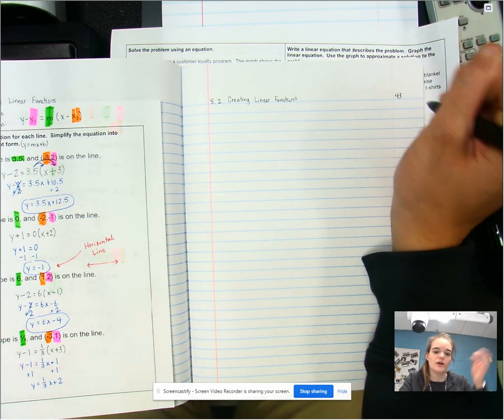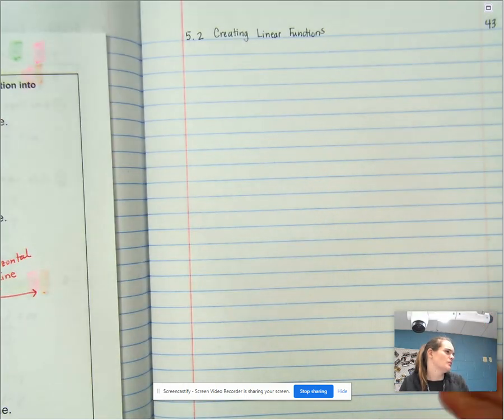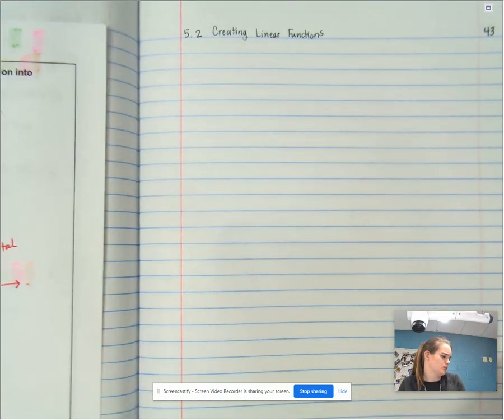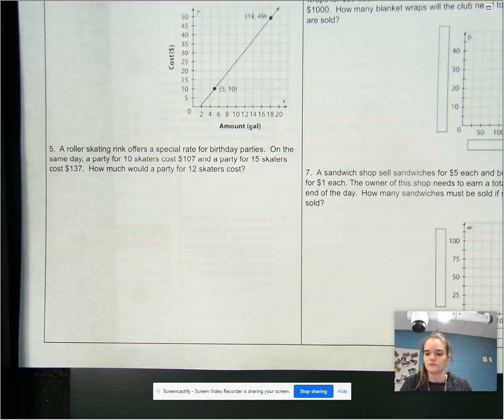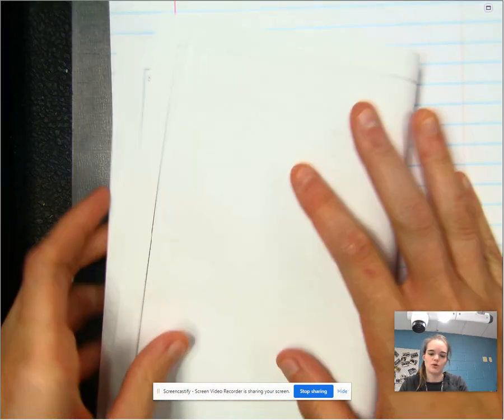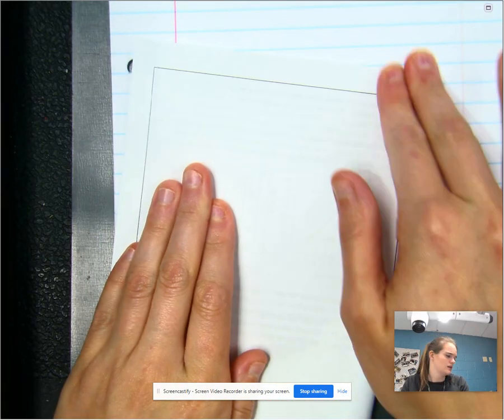You'll need some highlighters out today. If you need to write in your notebook, write in your notebook. Otherwise, we've got a foldable. All right, the foldable looks like this. We are doing the word problem creating today.